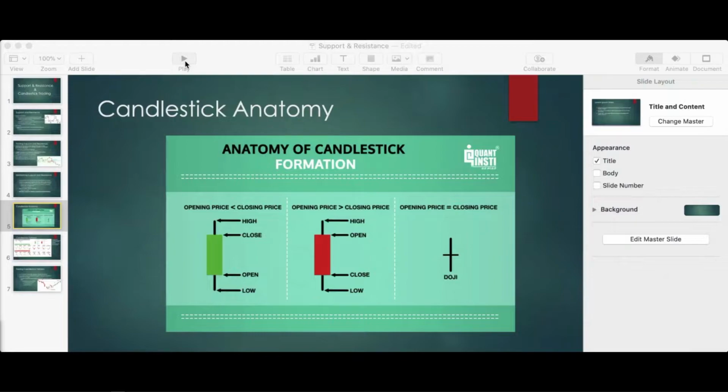With doji candles, price opened and closed at the same level. Price opened, went all the way up to the high of the wick, came back down to the low of the wick, and closed where the price opened. That's basically what a doji candle is.